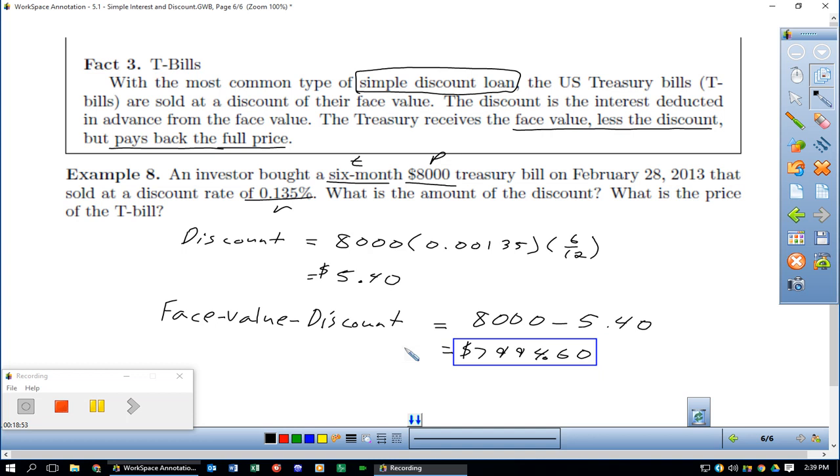Now, the longer term you put on that, the more you're actually going to make out of it. All right, so that brings us to the end of this section, and I believe we have work to do.